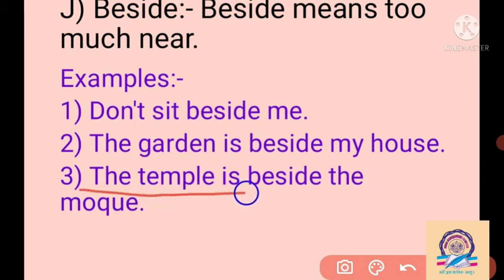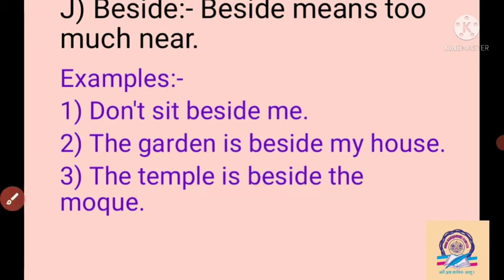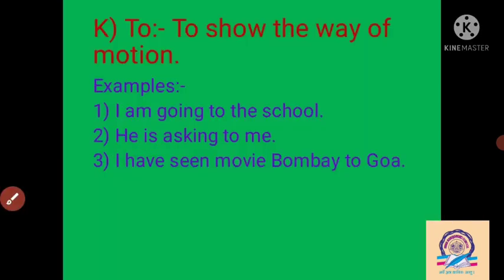The temple is beside the mosque. First the temple, then next the mosque. It is very near here. So at those times we have to use beside, when the object is very near.